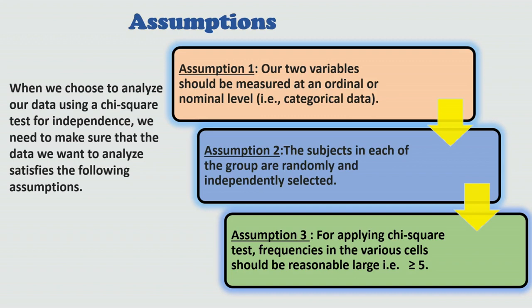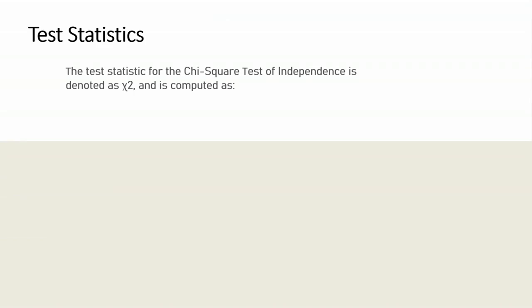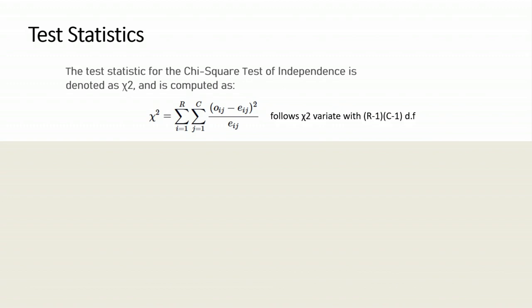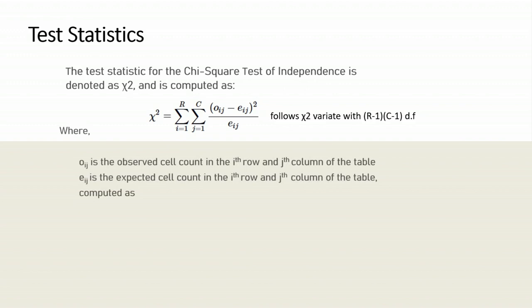The test statistic for the chi-square test of independence is denoted as chi-square and is computed as chi-square is equal to summation i goes from 1 to R, summation j goes from 1 to C, (Oij minus Eij) whole square divided by Eij, which follows chi-square variate with (R minus 1) into (C minus 1) degrees of freedom. Here, R is the number of rows and C is the number of columns.